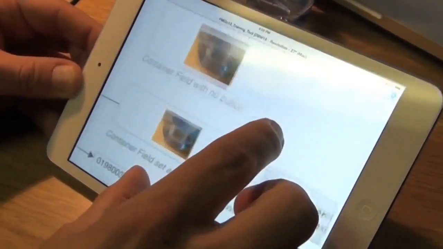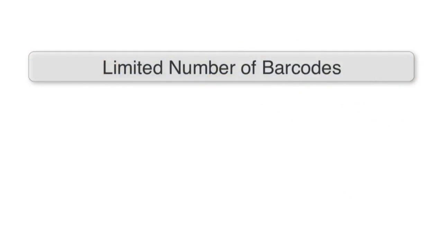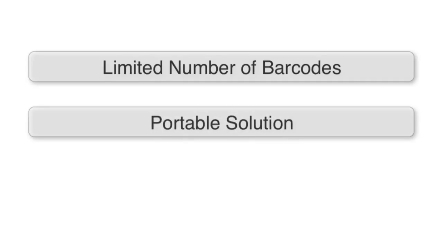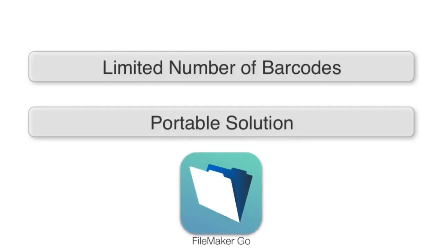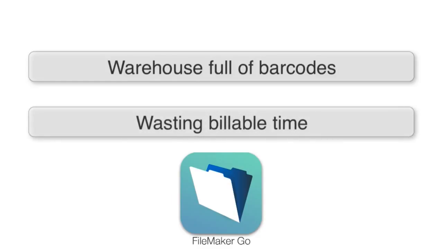So if you have a limited number of barcodes to scan and you're looking for a really portable solution, then using FileMaker Go on an iPad or iPhone that you already have in your organization is a great way to go. Now, if you have a whole warehouse of items that you need to scan, then you're going to have staff members that are going to be wasting a lot of billable time wrestling with the camera on these mobile devices.